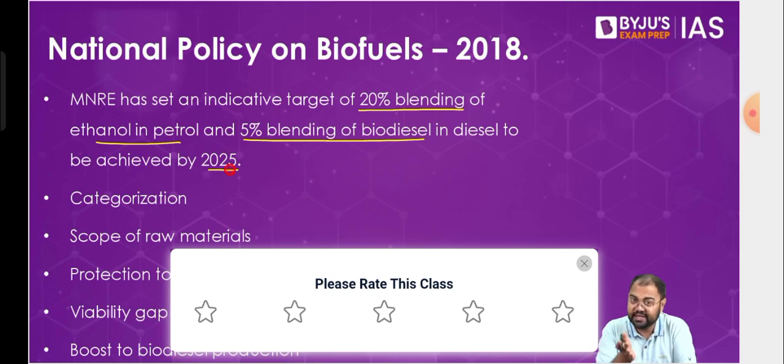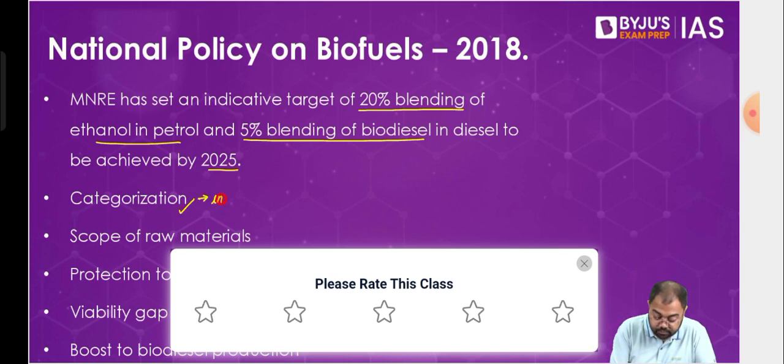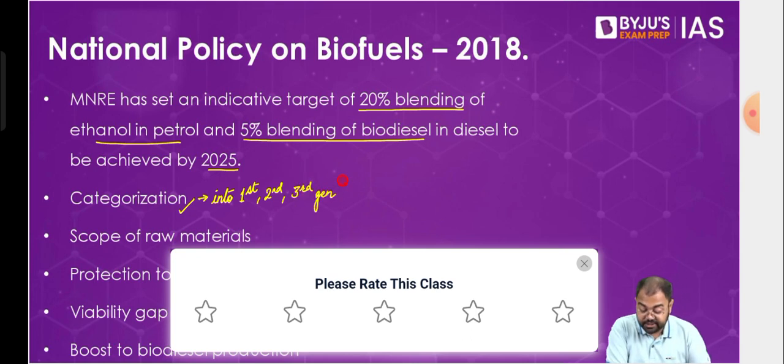So then in 2018 a new policy was brought in, and this new policy talked about the same blending targets again. Now there are certain aspects of this that become very crucial. For example, the categorization. For the first time, categorization into first, second, and third generation has been done. That clearly helps us understand what is to be used, where we get it from, how we use it, and all these things.